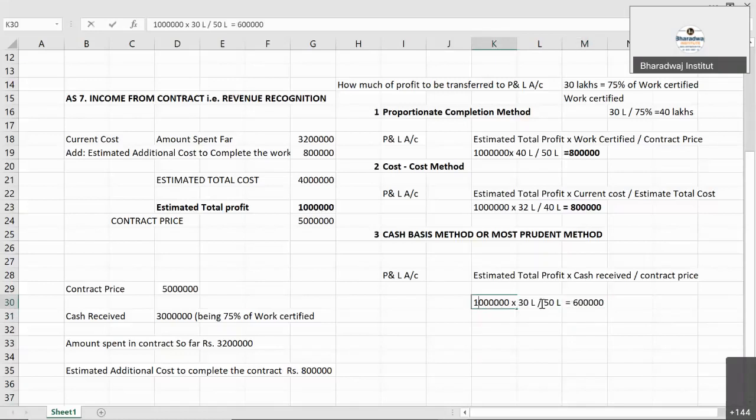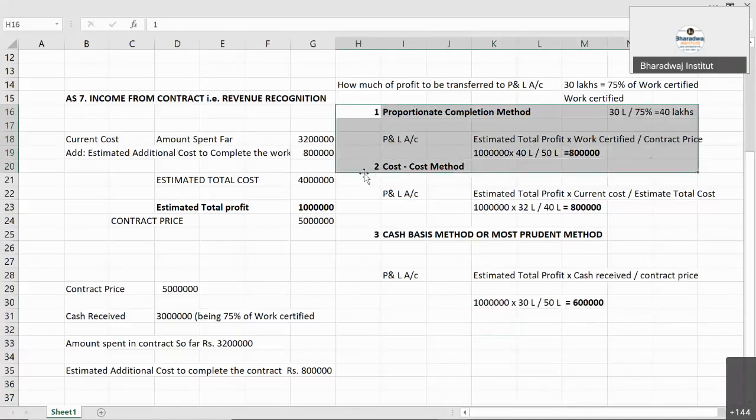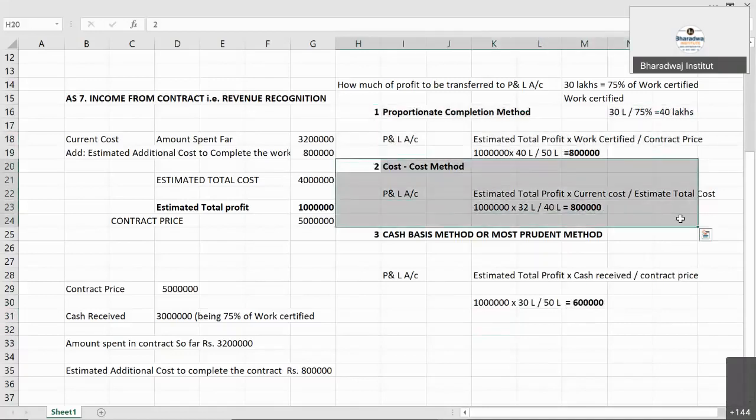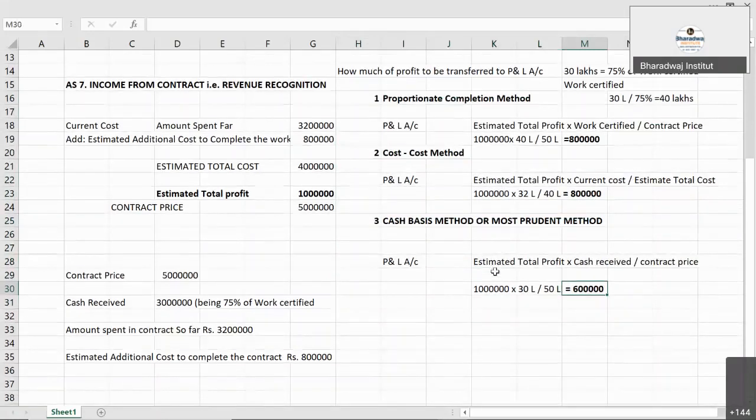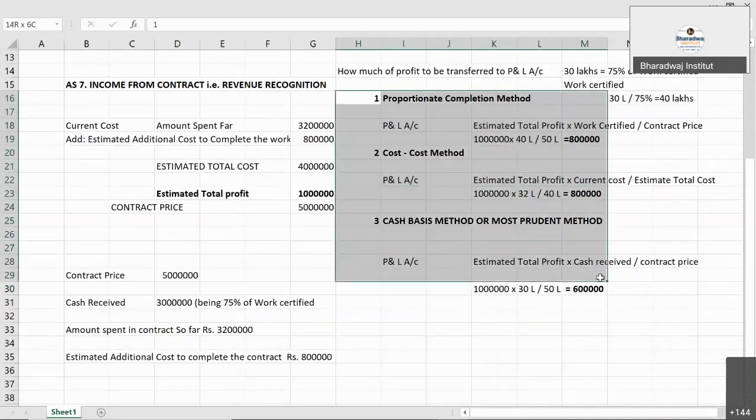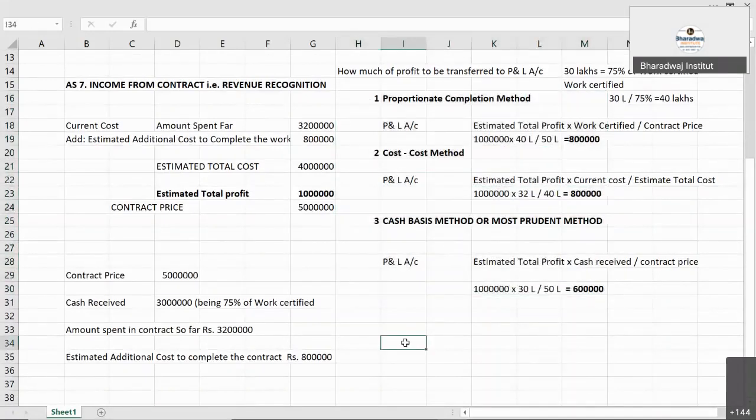Sir, how much amount will I transfer to the P&L account? Which method should I follow? Okay. Practically, the first method is followed. For cost plus contracts, the cost to cost method is followed. If there is a problem in recovering cash or a dispute, or there is a contingency that your client may not pay, then follow the third method. If it is asked in the examination, each of these answers can be tested for 2 marks each.